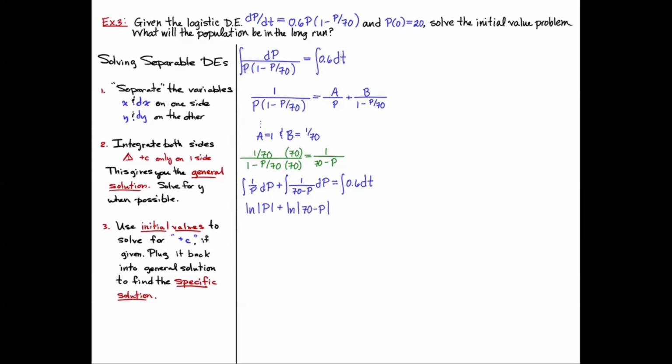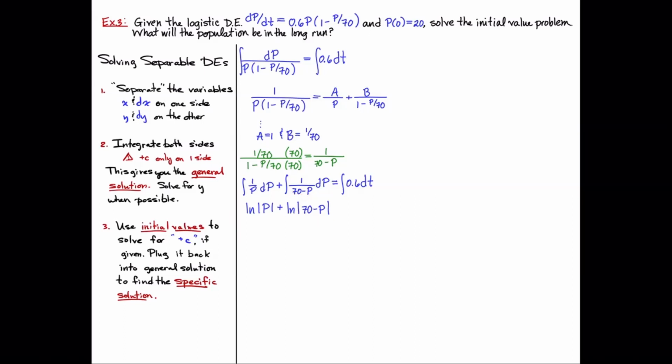And now anytime you're integrating and you're taking a natural log of something other than just 1 over p, you should always do a quick mental check. Take that derivative and make sure that you got back what you started with. If we took the derivative of the natural log of 70 minus p, we would get 1 over 70 minus p, but then because of the chain rule, we'd have to multiply by -1. So this is not the correct integral because it doesn't give us back what we started with.